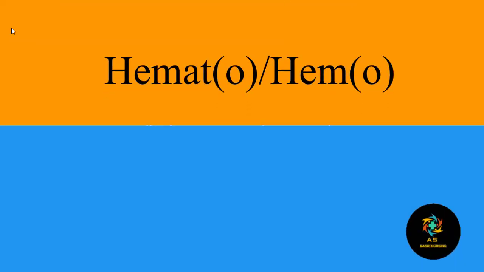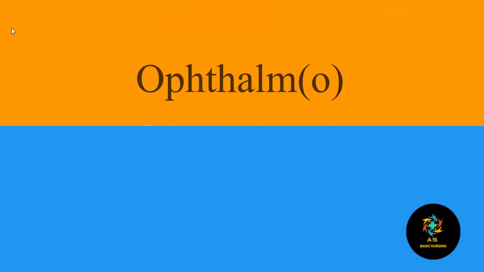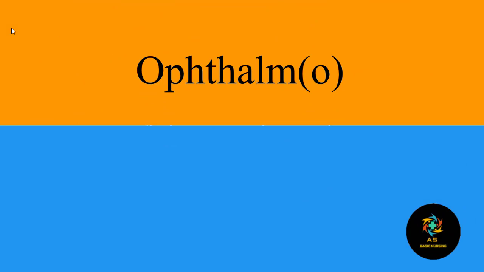Hemat or hemo is our next practical test word, meaning blood. Example, you have hematocyte or hemocyte, meaning blood cell. Ophthalm is our next practical test word, meaning the eye. Example, ophthalmologist, which means a person who studies the eye.